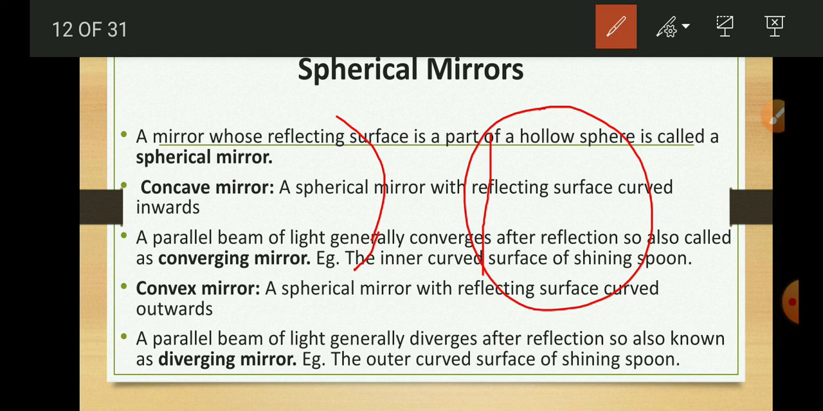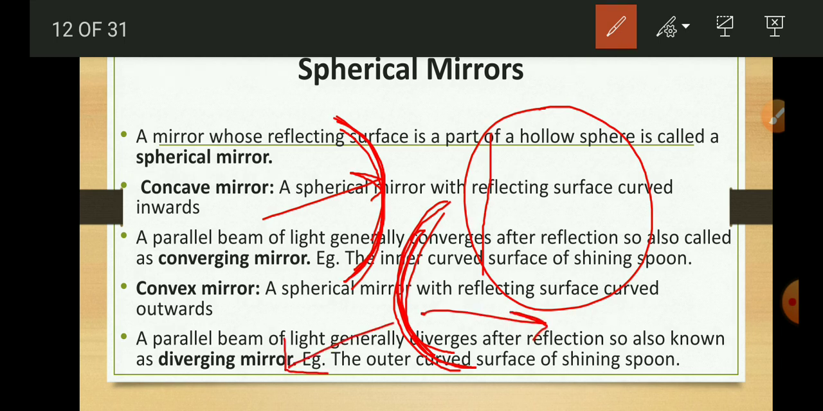The reflecting surface of this mirror is curved. We can see here the reflecting surface is curved, and so these mirrors are also called curved mirrors. One side of a spherical mirror is well polished and reflecting, and the other side is opaque. The reflecting surface of a spherical mirror is curved inwards or outwards. Here you can see two spherical mirrors. One has an inward reflecting surface and the other has an outward reflecting surface.